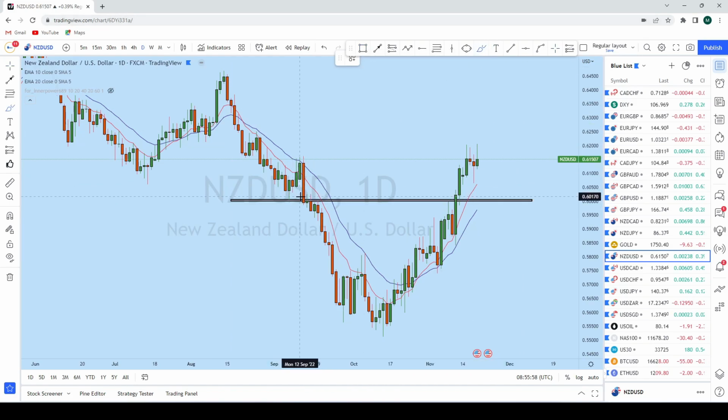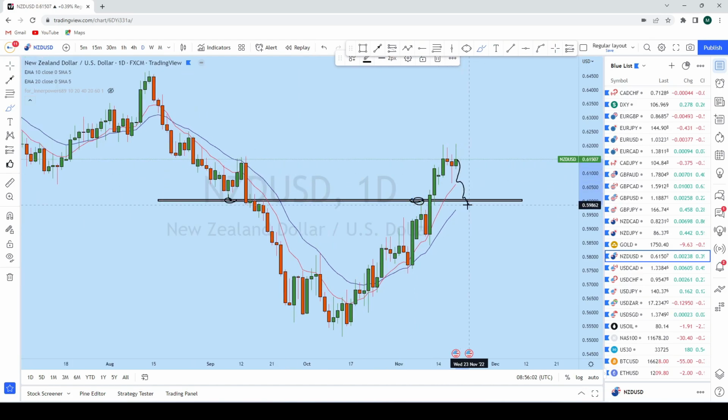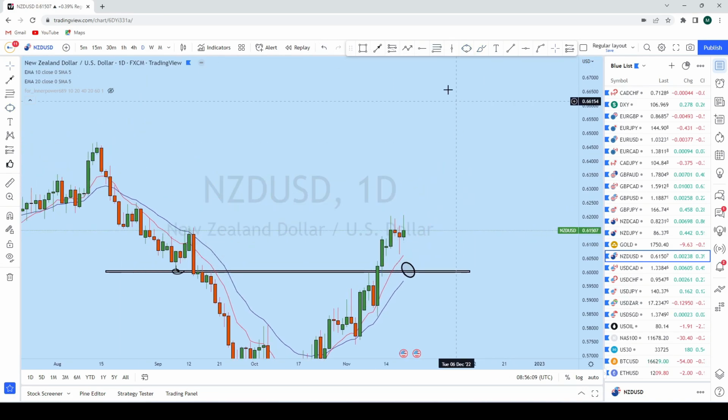If you look closely, there is a support here which turned into a resistance and is also turning here into a support, with this 20 EMA combining on the daily perspective. After testing this, we might see NZDUSD pushing to the upside again.